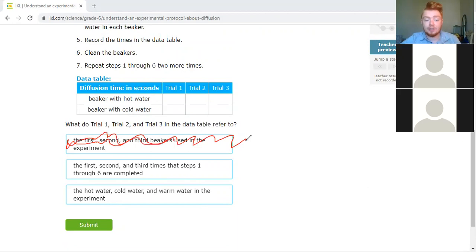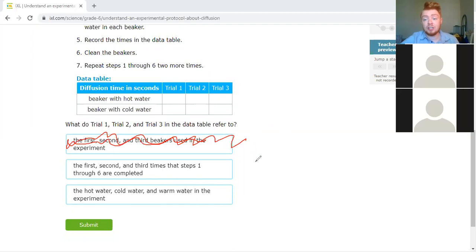The first one, guys. It talks about the first, second, and third beaker. We only got 2 beakers. Remember? One with cold, one with hot. So it's not the first one. So Chantel, you are correct. Do you want to keep going or give it to someone else? I'll keep going. Okay. So that means there's a 50-50 chance. One of these is right and one of these is wrong.